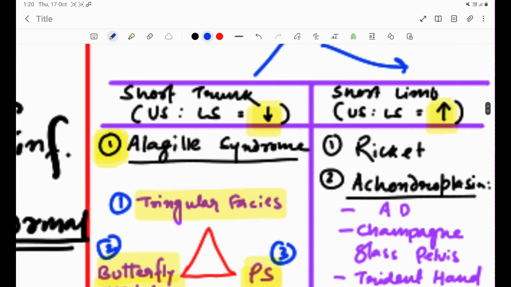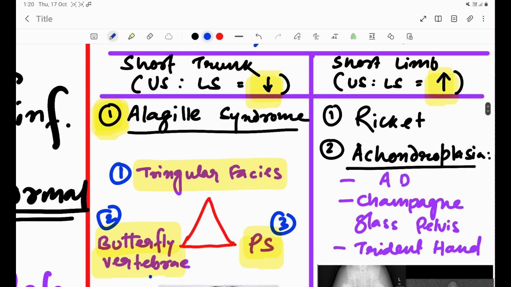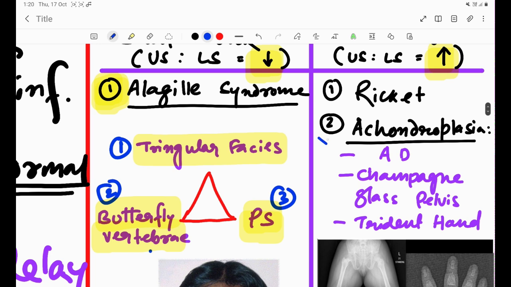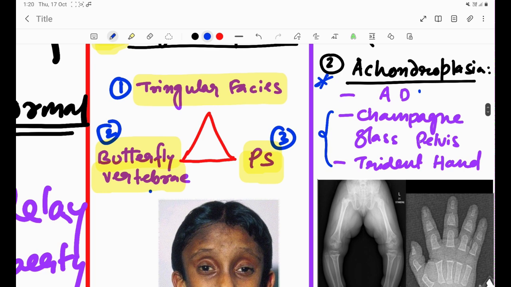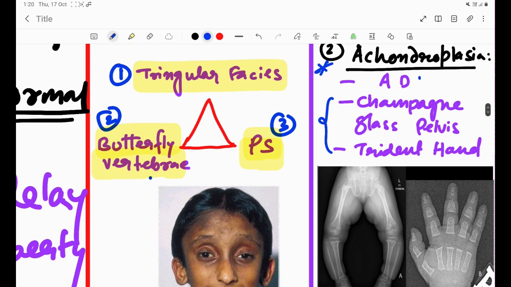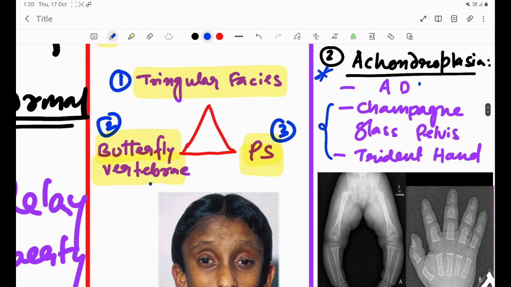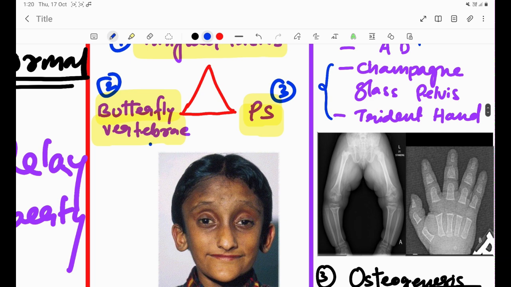Next, short limb. In short limb, the ratio increases. Causes are rickets and achondroplasia, which is an important cause. It's an autosomal dominant condition. In the radiological features of achondroplasia, you will get to know two things. One is champagne glass pelvis, another one is trident hand. The inlet of the pelvis becomes very small, so it appears something like this, like a champagne glass. That's why this is called champagne glass pelvis, and the hand looks like a trident.